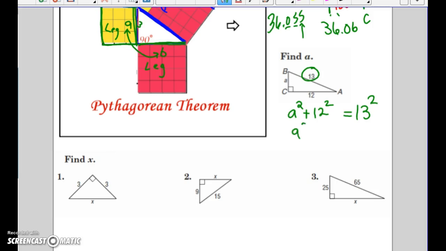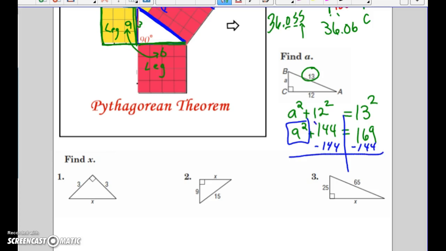So this is going to be A squared. What's 12 squared? 144. And what's 13 squared? Now, just like the problems we've been working, I need to get the A squared by itself. What would I do? Subtract the 144, right? So now I have A squared is equal to what? 25. I'm not dividing, but remember the opposite of a square is a square root. So that means that A is equal to 5.